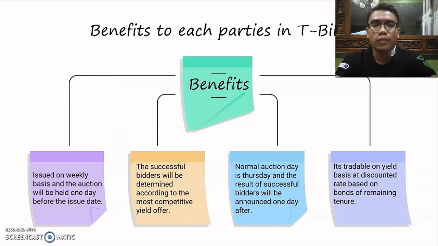The benefit to each party in Treasury bills. They are issued on a weekly basis and the auction is held one day before the issue date. The successful bidders will be determined according to the most competitive yield offer. The normal auction day is Thursday, and the result of successful bidders will be announced one day after. It's tradable on a yield basis at a discount rate based on bonds of remaining tenor.